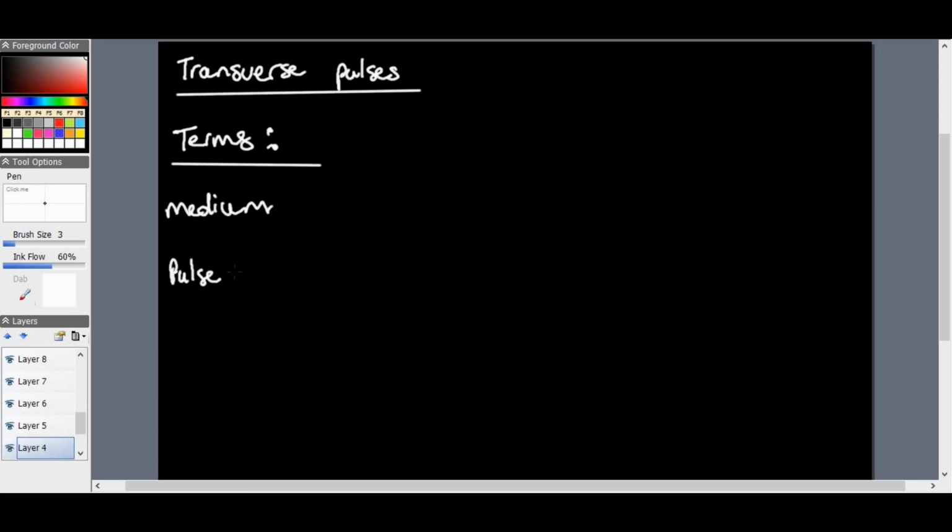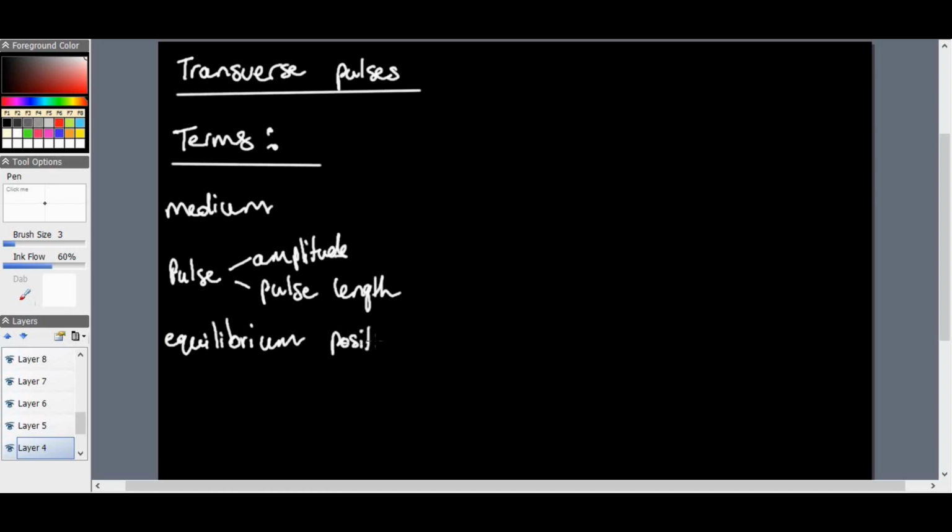That's broken up into two things. We've got amplitude, and we've got something called pulse length. And we've got to go through something called equilibrium position. And another term is, of course, what a transverse pulse actually is, which we'll go through first.